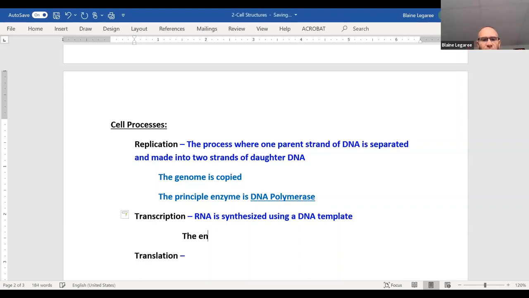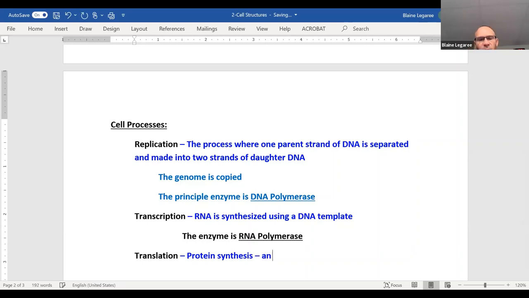So the enzyme is RNA polymerase. I will underline that as well. There we go. All right, and the last process is translation. So this is protein synthesis.